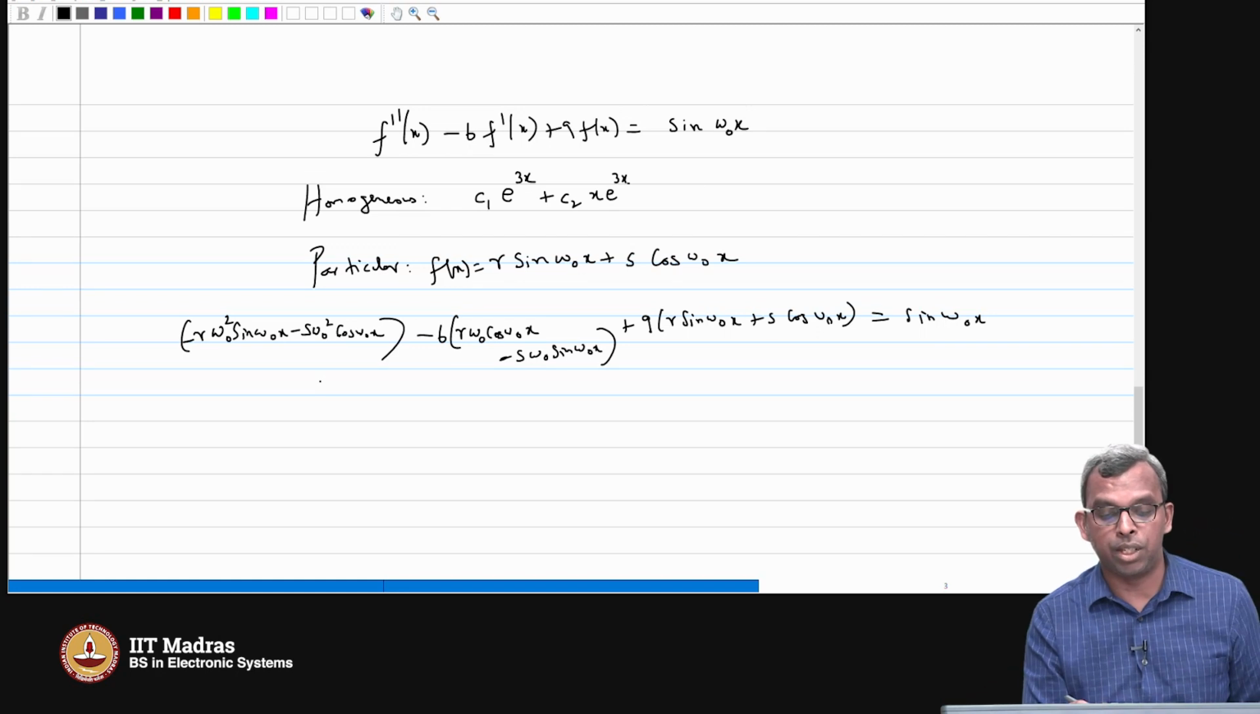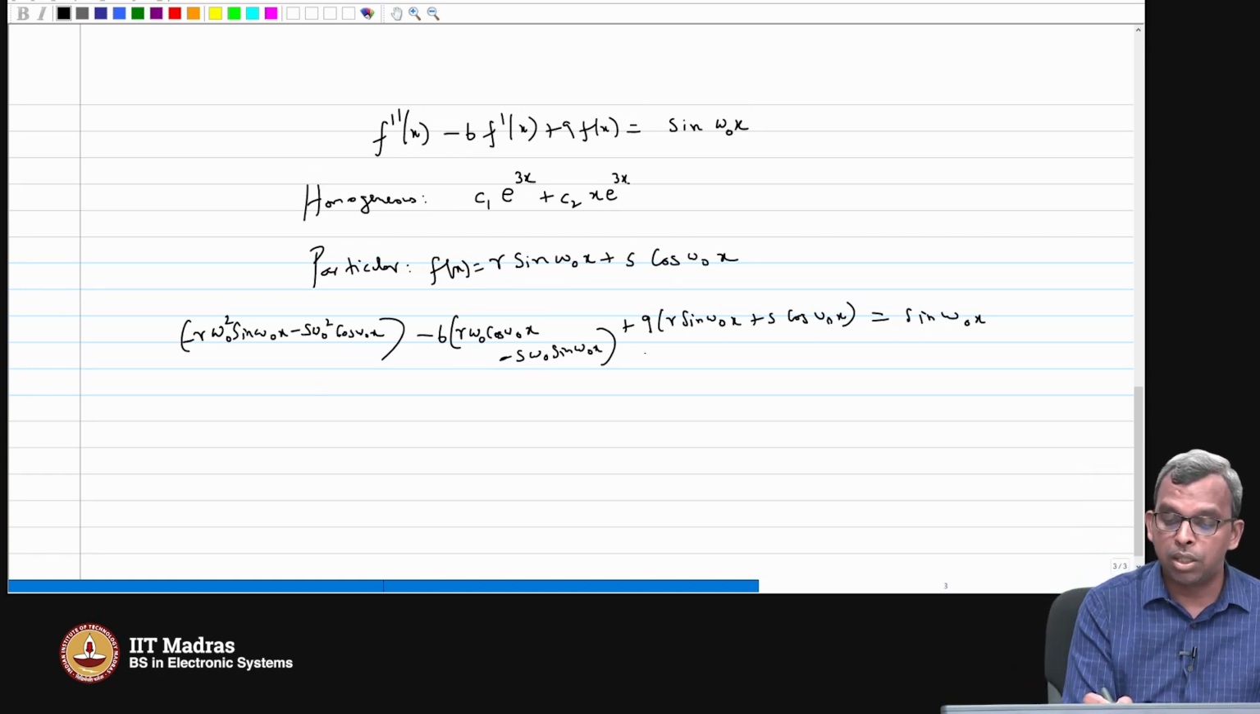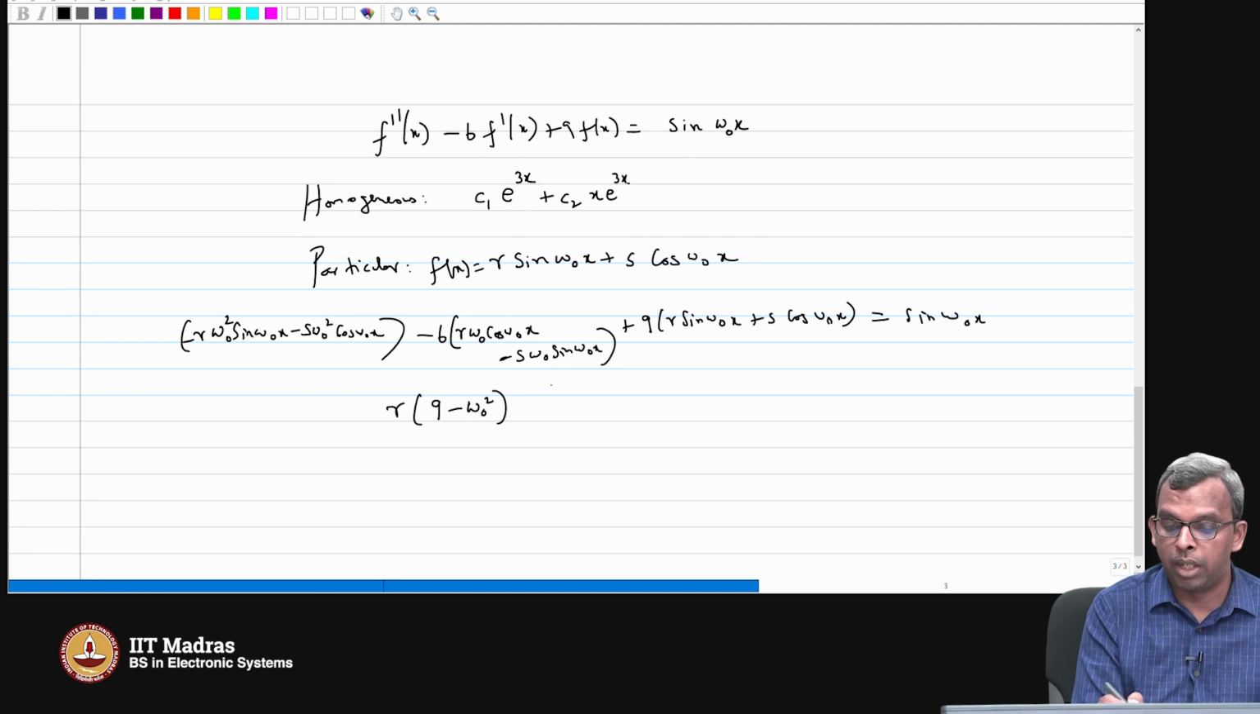This is the equation. Now I want the coefficient of sine omega naught x to be 1. What is the coefficient of sine omega naught x? You will get r times 9 minus omega naught squared. Here you have minus s omega naught. So these are the sinusoids: r times (9 minus omega naught squared) minus s times omega naught equals 1.